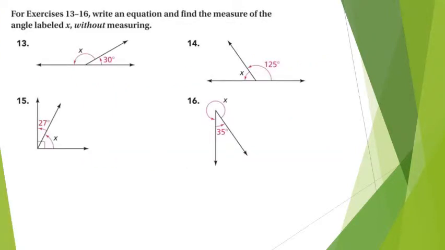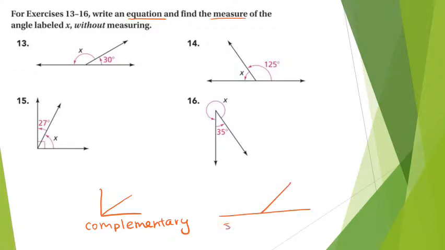In problems 13 through 16, I'm asked to write an equation and find the measure of the angle labeled x, but without measuring. So as I'm looking at these, I need to be thinking about the angle relationships that I've been learning about. There are complementary angles, which add up to 90 degrees. So I might be looking for two angles that look like they are making a right angle in size. And then there are supplementary angles, which add up to 180 degrees. Again, you might think about how supplementary and straight angle start with the same letter. So again, those two angles are going to make a straight angle, or 180 degrees, versus complementary will make 90 degrees.